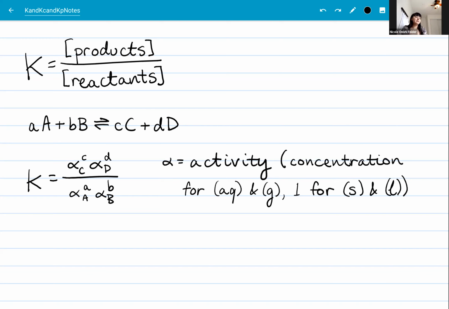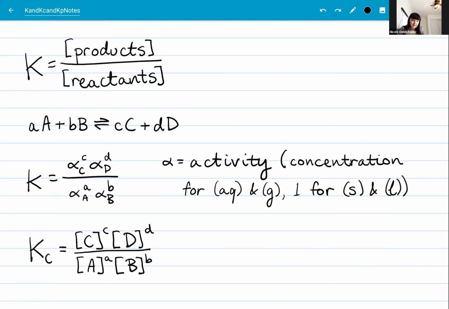That means then that all of our equilibrium expressions will only include the products or reactants that are aqueous or gaseous and ignore the terms which are solid or liquid. So let's assume all the chemicals in my example reaction from above are solutions or gases. Now, using concentrations instead of activities, we have Kc.